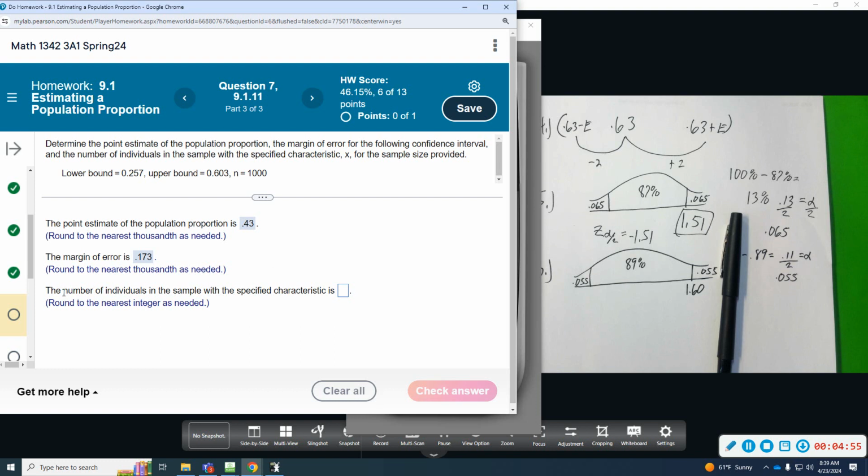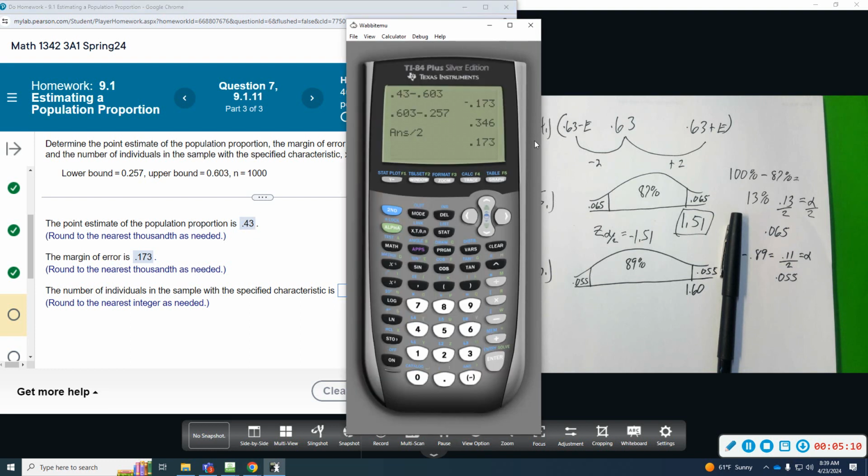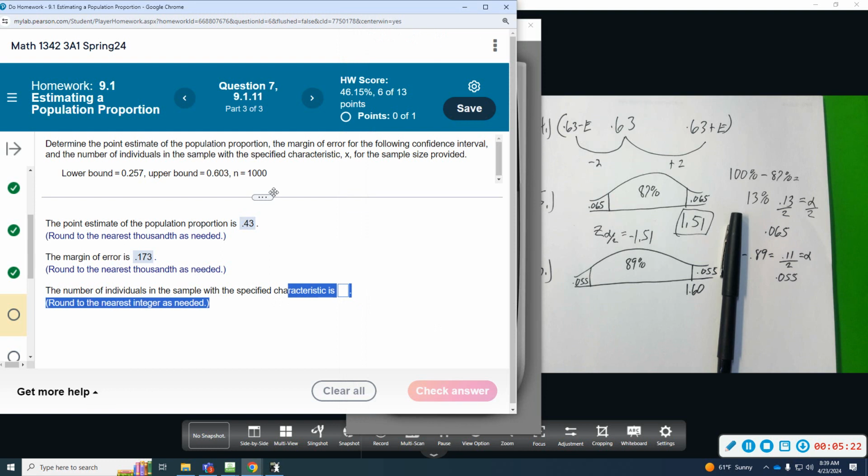And then the number of individuals in the sample with the specified characteristic. So if the sample is 1,000, and we're thinking that about 43% of them fit, we're just going to multiply the 1,000 times the proportion that we believe fit that characteristic. And that gives us about 430 out of the 1,000.